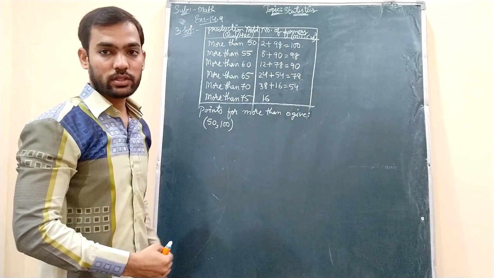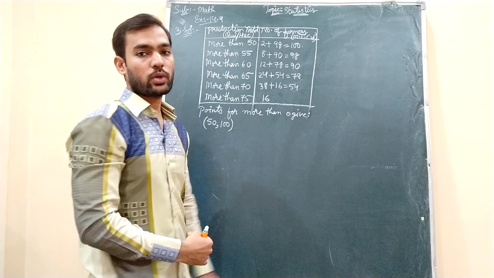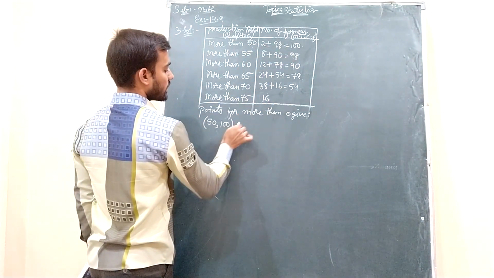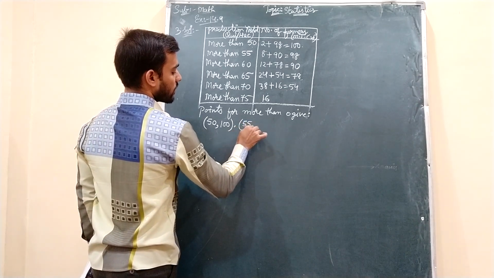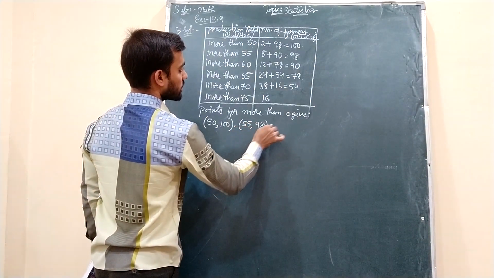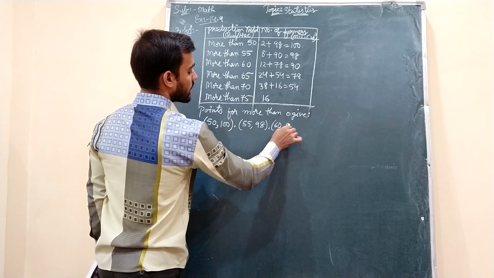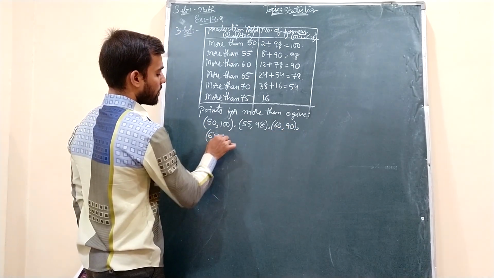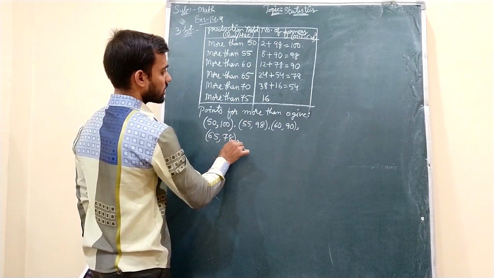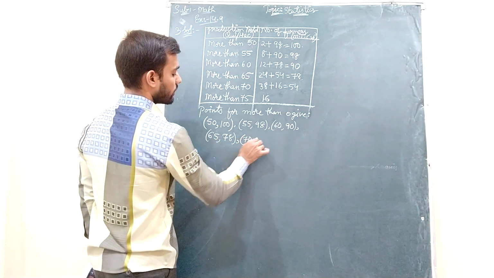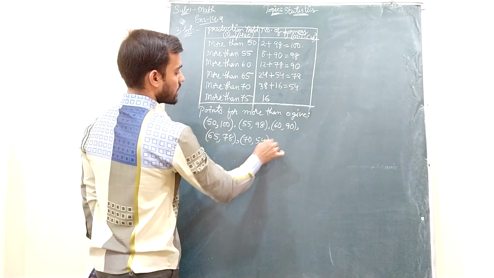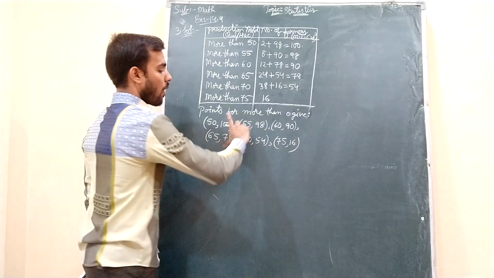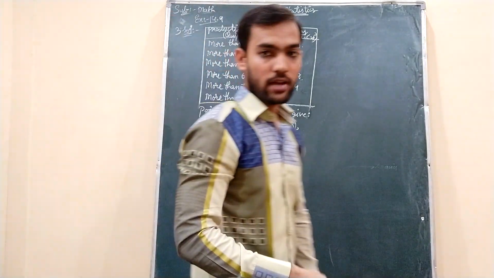From where we will start more than cumulative frequency? From last row to top row we will go on adding. So our first point is 50, 100. Next point is 55, 98. Next point is 60, 90, then 65, 78, next 70, 54, and the last one is 75, 16. All these points we need to plot into the graph sheet now.